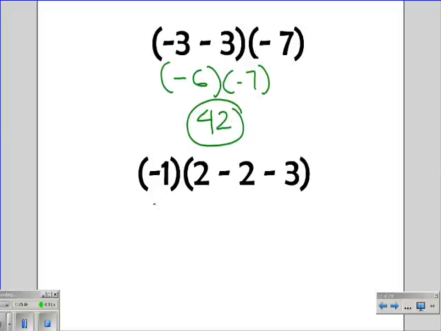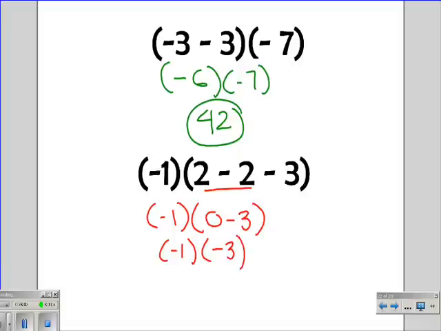Looking here, I have my negative 1 times, but I need to do this parentheses first. 2 minus 2, I'll do that first, working left to right. So 2 minus 2 is 0, and 0 minus 3. So now I have negative 1. 0 minus 3 is negative 3.